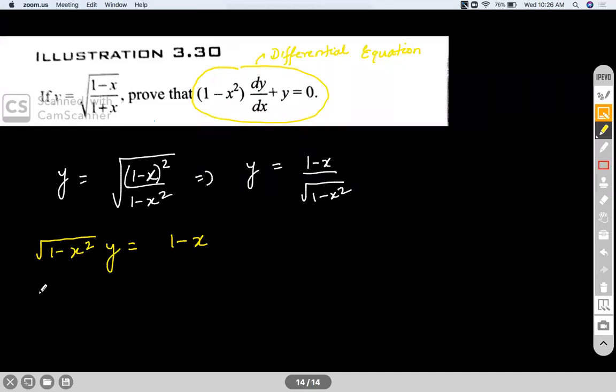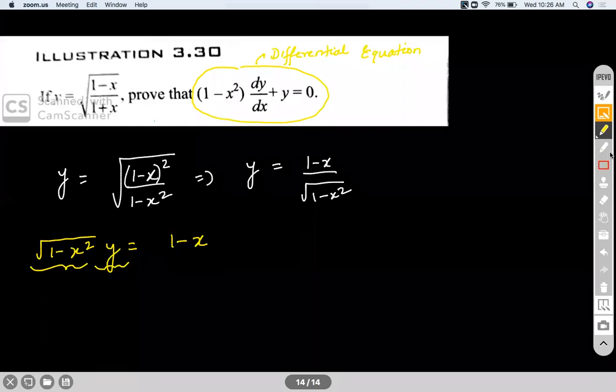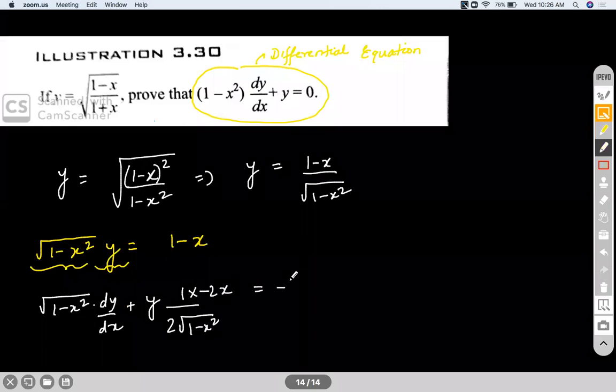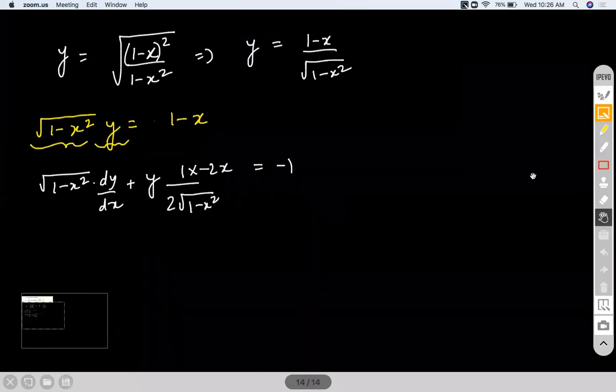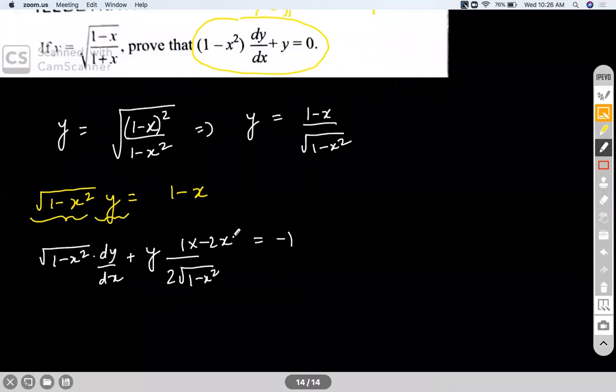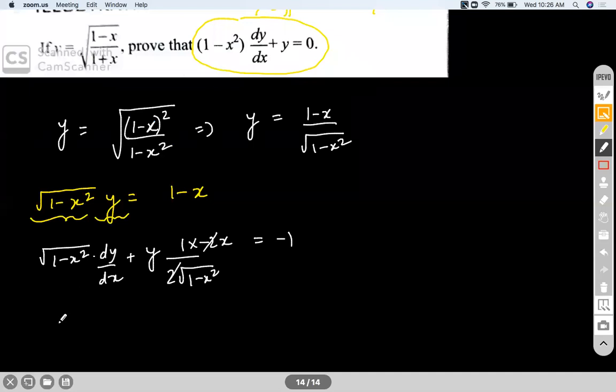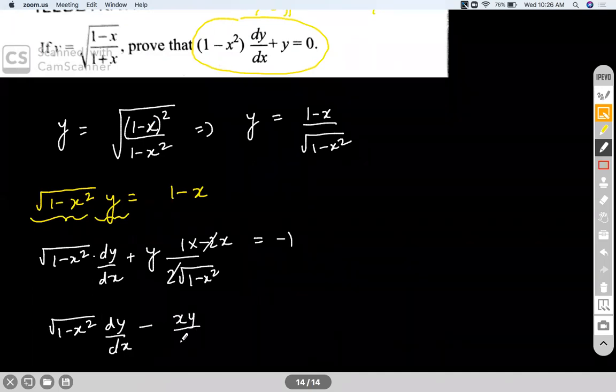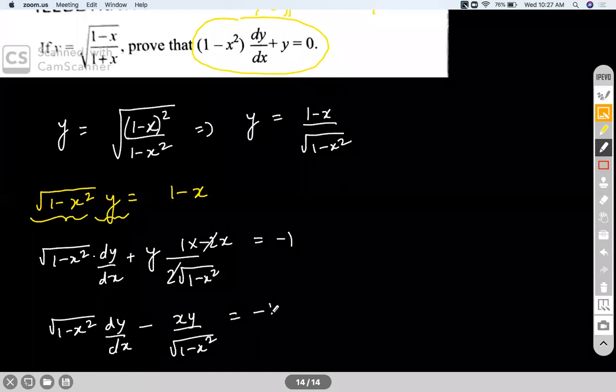Now, we'll differentiate both sides with respect to x, treating this as two functions. So, we'll use product rule over here. Under root of 1 minus x square into dy by dx plus y into derivative of this, which will be 1 by 2 under root 1 minus x square into minus 2x. And this side will have a negative 1. So this 2 will get cancelled. So we'll have under root of 1 minus x square dy by dx minus x by y under root 1 minus x square is equal to negative 1.